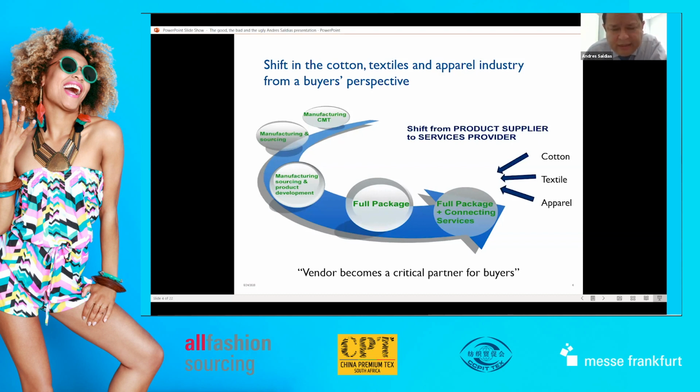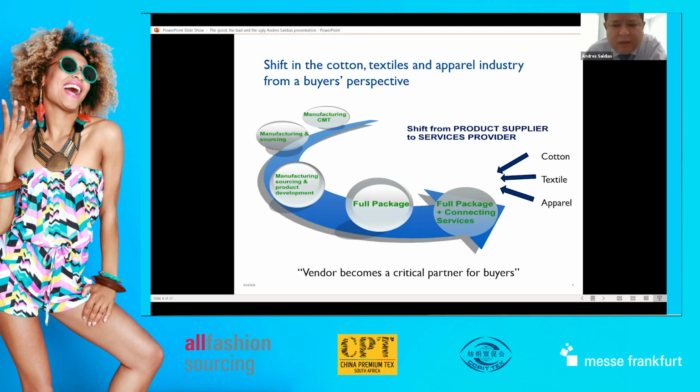Now, ideally, the preference of buyers is to deal and negotiate with fully integrated factories. There are several around the world that understand that in order to reach the best competitive prices, they prefer to be vertically integrated.